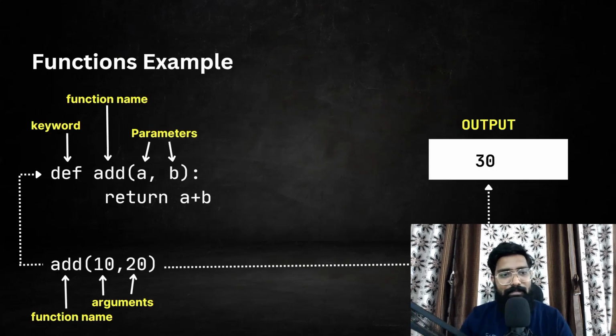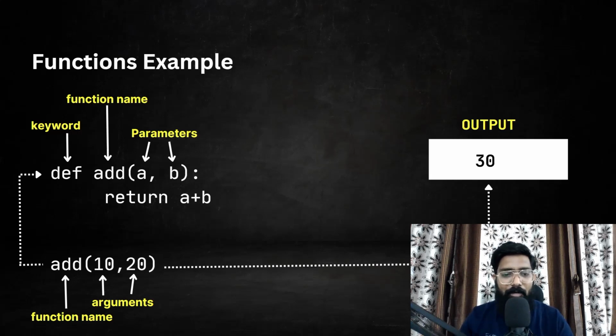We can see one more example. Here we have a parameterized function. Def add a comma b. Def is a keyword, add is a function name, a and b are parameters. We are writing a return statement which is returning the addition of a and b. At the bottom, add 10, 20. 10 and 20 are nothing but integer values. 10 will get passed to a and 20 will get passed to b, and 10 plus 20 will be returned as 30. We can see that on the right hand side.